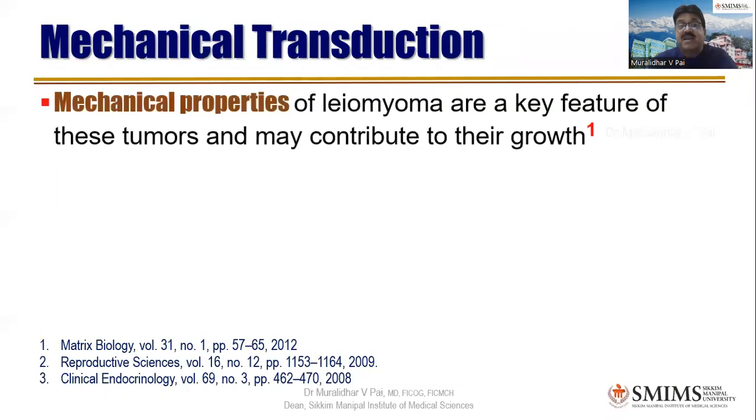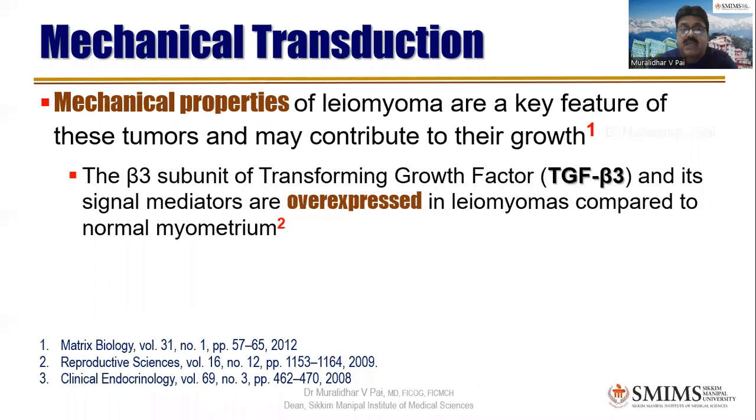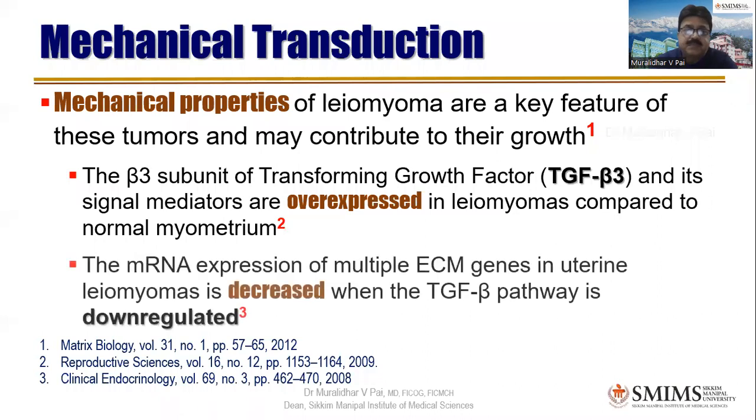Mechanical transduction. The mechanical properties of leiomyomas are a key feature of these tumors and may contribute to their growth. Mechanical factors: the beta-3 subunit of transforming growth factor, TGF beta-3, and its signal mediators are overexpressed in leiomyomas compared to normal myometrium. And mRNA expression of multiple ECM genes in uterine leiomyomas is decreased when the TGF beta pathway is downregulated.